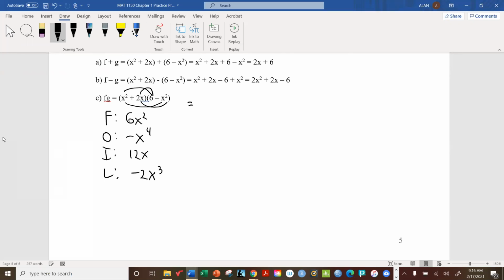So your final answer, and again, try to always write the highest powers first: minus x to the fourth minus 2x cubed plus 6x squared. And then finally we end up with plus 12x.